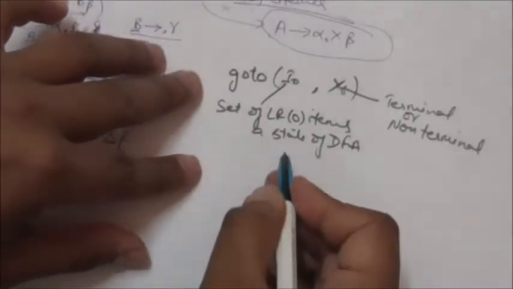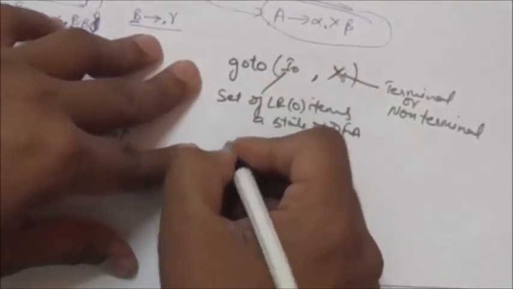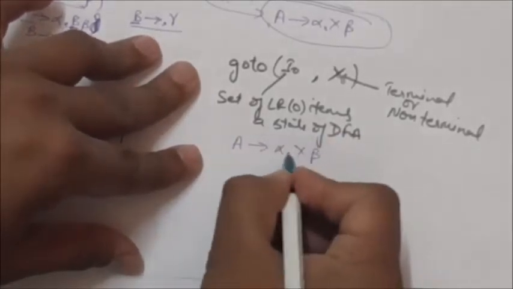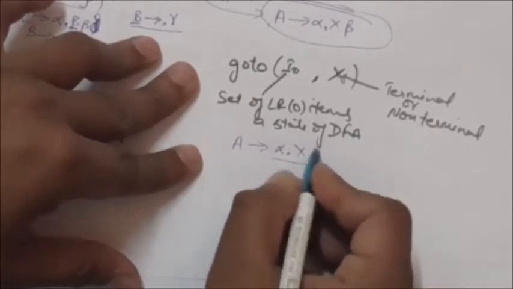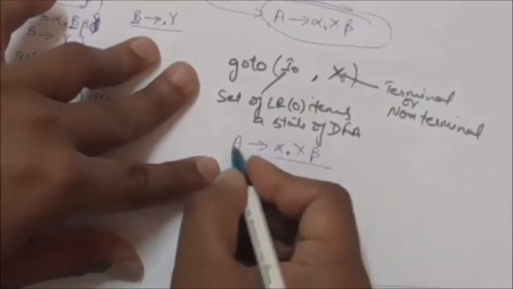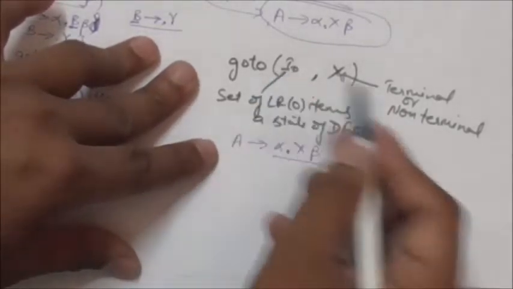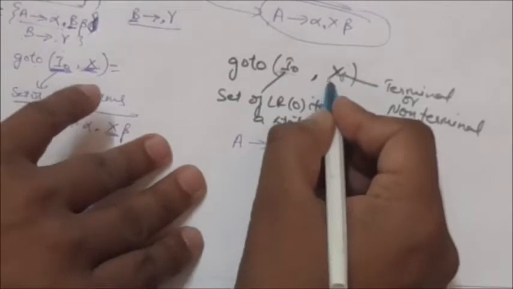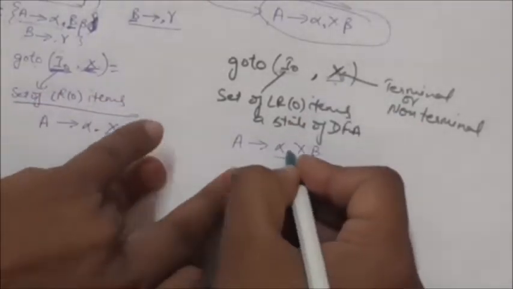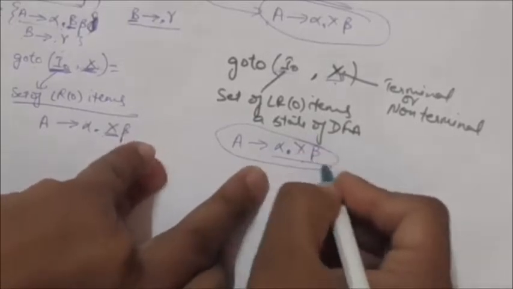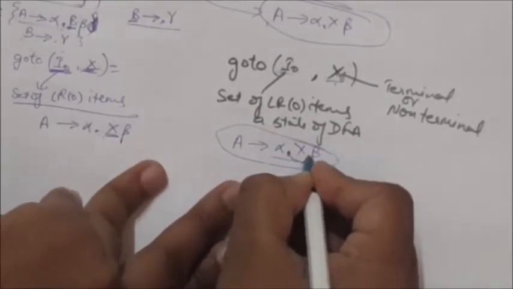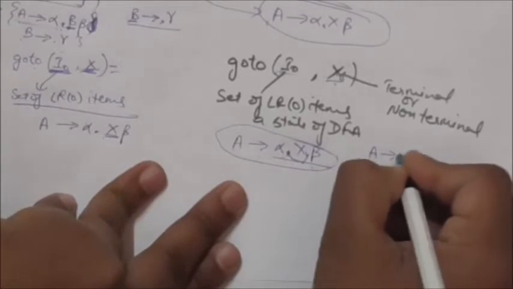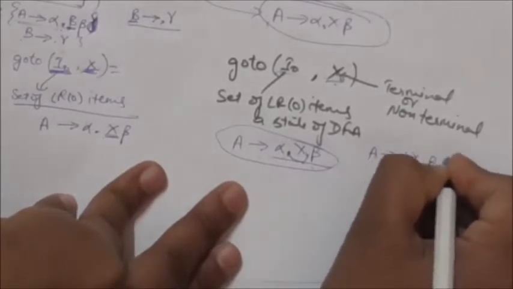For that, in set I0 we will find all the items of this form, in which on the right hand side the dot is immediately before the symbol X. We will find all the items in set I0 in which on the right side the dot is immediately before the symbol X. Then in these items we will shift this dot after the symbol X. So these items will become like this: A derives alpha X dot beta.